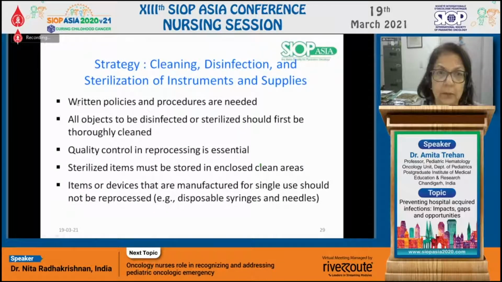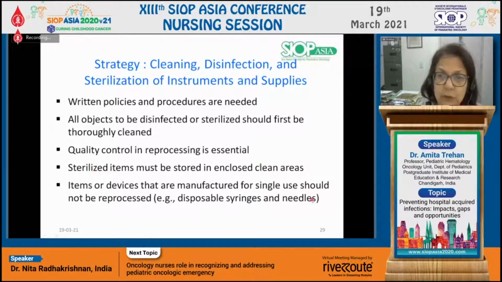Again, written policies and procedures are required. Otherwise, it is not easy to do. All objects are disinfected, sterilized, with quality control. We make sure this is done properly. Once an item comes back sterilized, it has to be stored in enclosed areas.